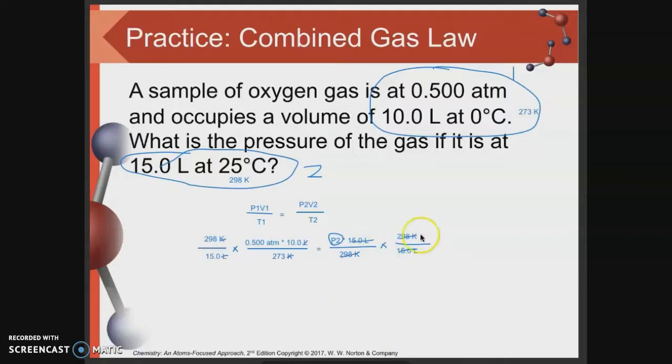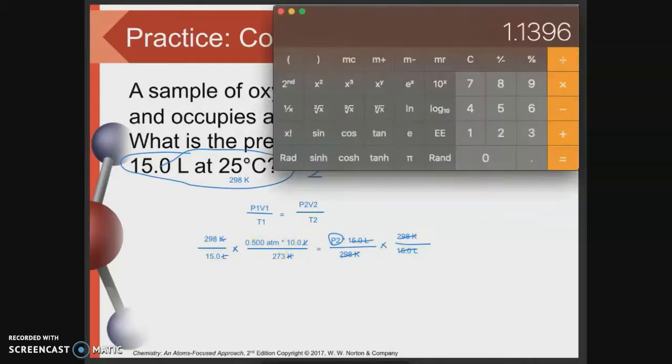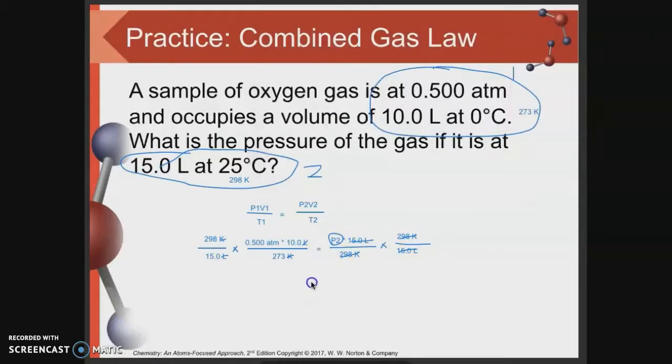So you can see that by multiplying each side by 298 K over 15 liters, we cancel out the right-hand side of the equation other than P2. We cancel out the Kelvin and the liters. So all we need to do is to put in the numbers: 298 times 0.5 times 10.0 divided by 15.0 divided by 273, and we get a final pressure of 0.364 atmospheres.